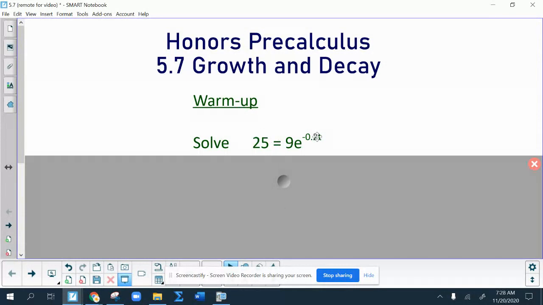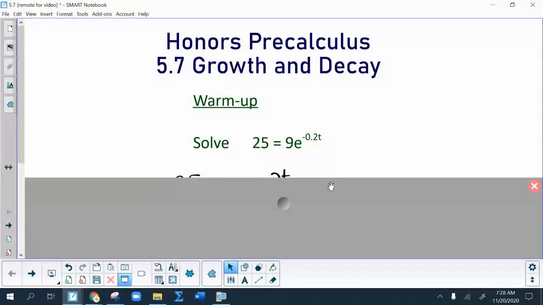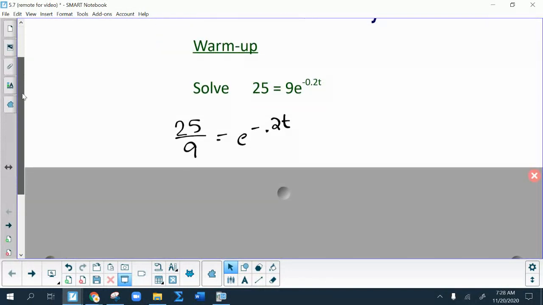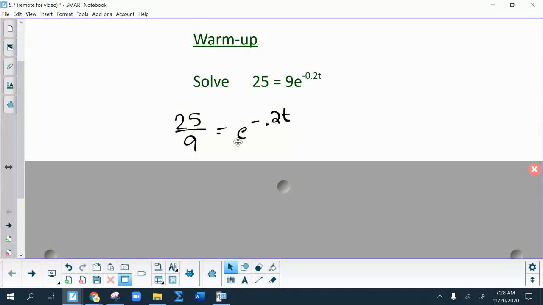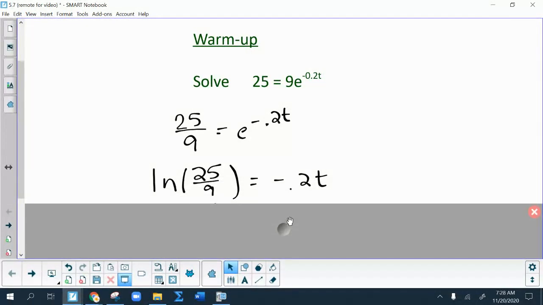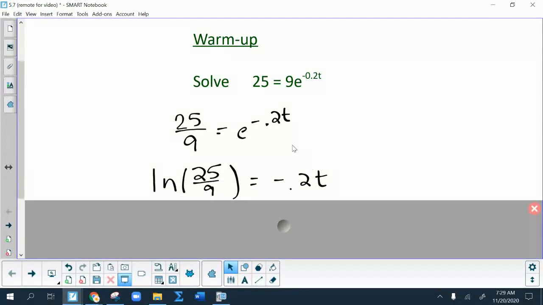So this would be a problem that maybe you need to solve, and you want to solve for t. I've already got it worked out here for you. The first thing you're going to do is divide by 9. And now you've got just the e to the negative 0.2t on the right-hand side. After you divide by 9, you're going to rewrite it in log form using base e. So this becomes the natural log of 25 over 9 equals negative 0.2t.